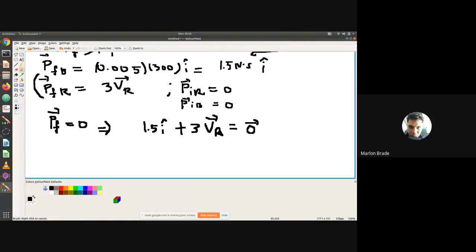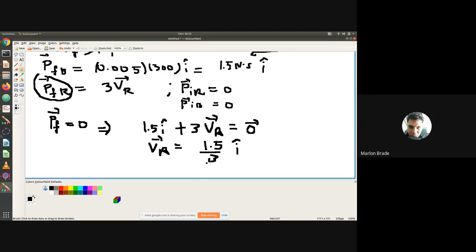So you add up all the final momenta of the rifle and of the bullet, because for the initial, you also add the initial of your rifle and of the bullet. But even if you add the initial of your rifle and the bullet, it is 0, because 0 plus 0 is 0. So it becomes this. My VR vector is now equal to 1.5 divided by 3 and the direction is i hat.